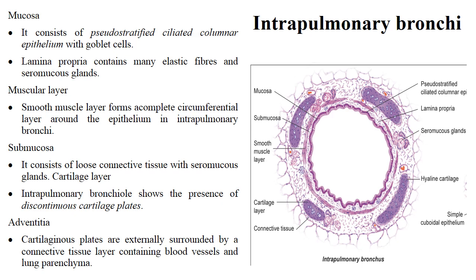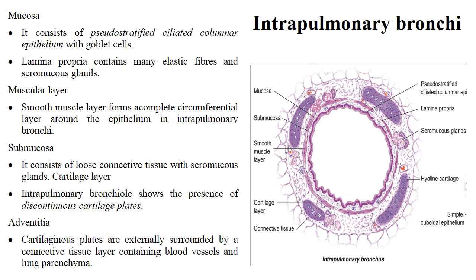The intrapulmonary bronchi have mucosa, then there is a muscular layer, submucosa, cartilage and adventitia. So the innermost towards the lumen is mucosa. The lining epithelium of intrapulmonary bronchi is pseudostratified ciliated columnar epithelium, and it has goblet cells in it. And as we go from the larger bronchi to the smaller bronchi and bronchioles, the height of the epithelium goes on decreasing. Then the lamina propria contains elastic fibers and seromucous glands.